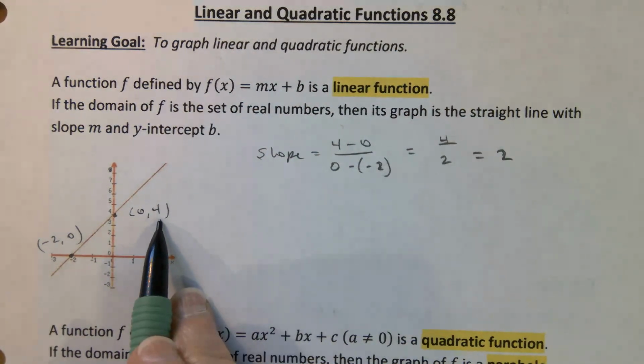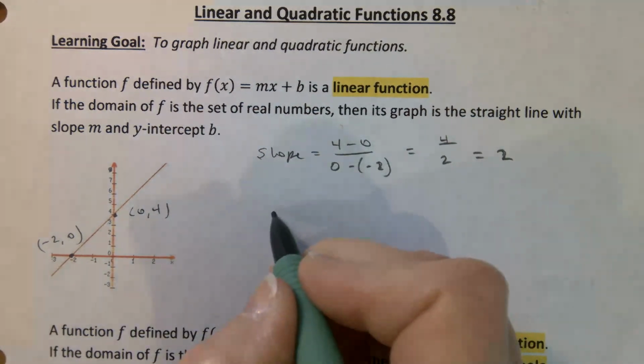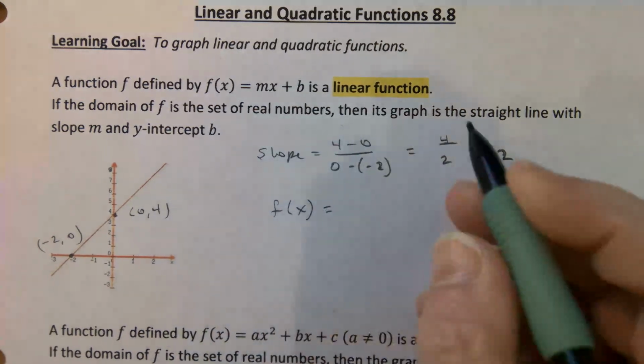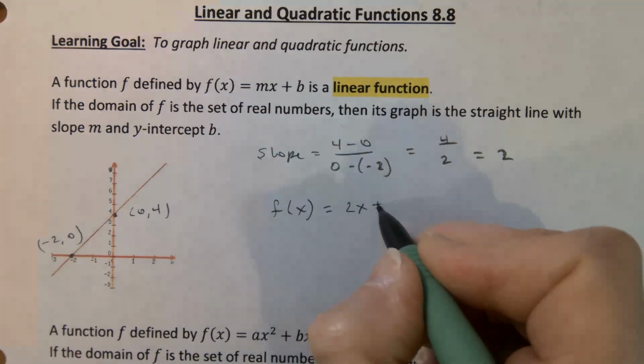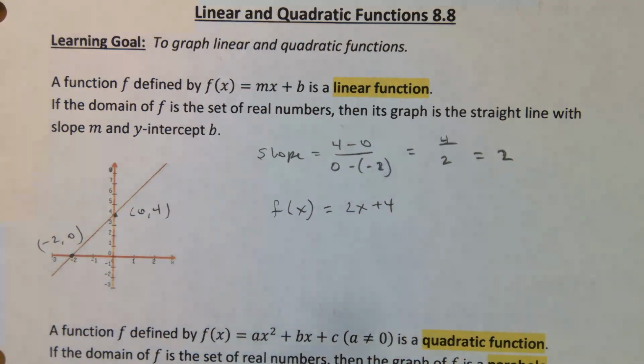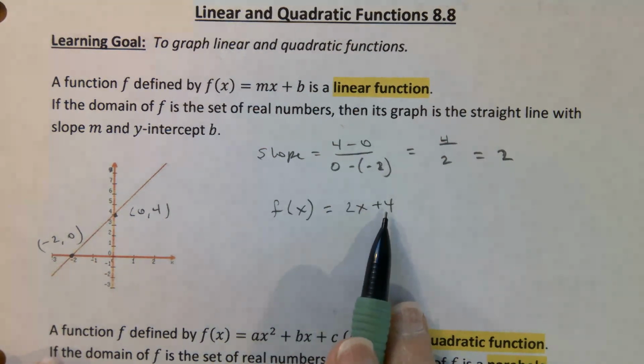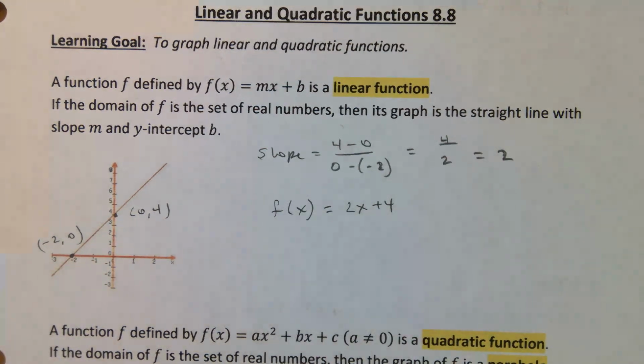We already know the y-intercept is 4. So I can write this as f of x equals 2x plus 4. Okay, so basically all I've done is write the equation of a line. The only difference is it's a function. So I'm just using function notation. That's the only difference with this, is function notation.